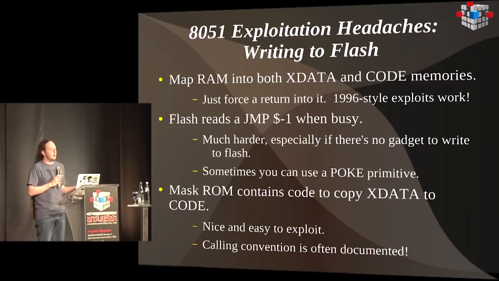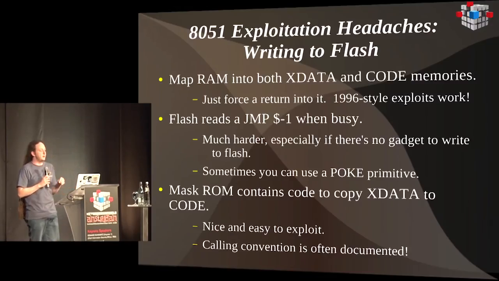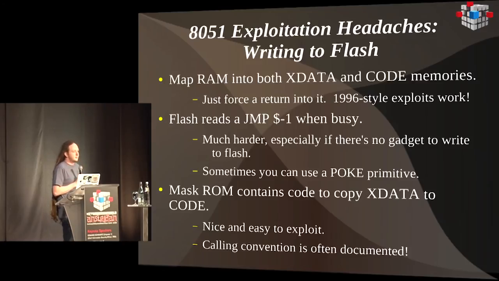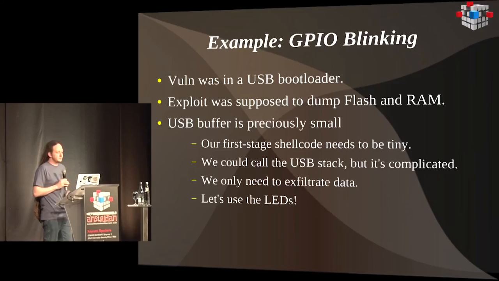Now, if there's mask ROM that copies code from X data to code, then this becomes a lot easier to exploit, especially because the calling convention is usually documented. So you know exactly how to set up the stack to call a function that copies from one address to another. Later in this lecture, I'll show you how to overwrite flash memory without erasing it in order to patch individual bits. And combining the two is helpful.